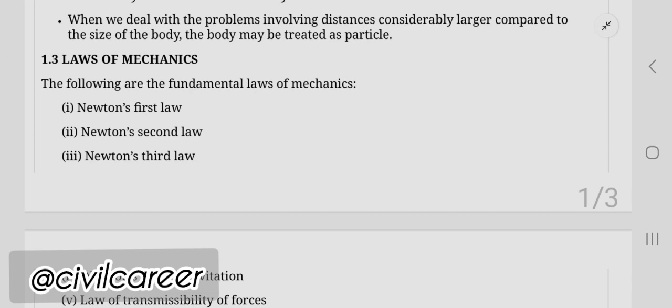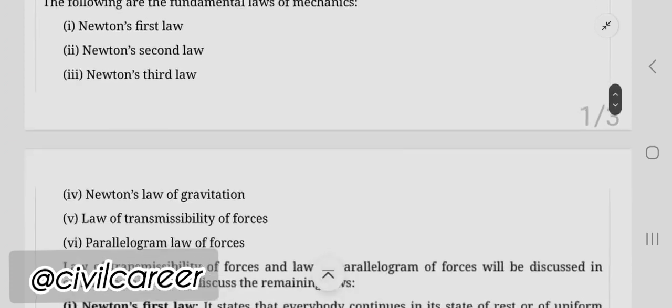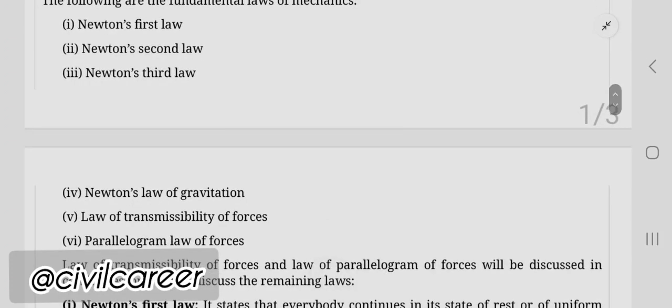In the last class, we discussed the introduction of mechanics. Now, we discuss the laws of mechanics. The first one is Newton's first law. Second, Newton's second law. Third, Newton's third law. Fourth is Newton's law of gravitation. Fifth is the law of transmissibility of forces. Sixth is the parallelogram law of forces. We will discuss Newton's first, second, and third laws briefly. Then, in the further classes, we will discuss the law of transmissibility of forces and the parallelogram law of forces.